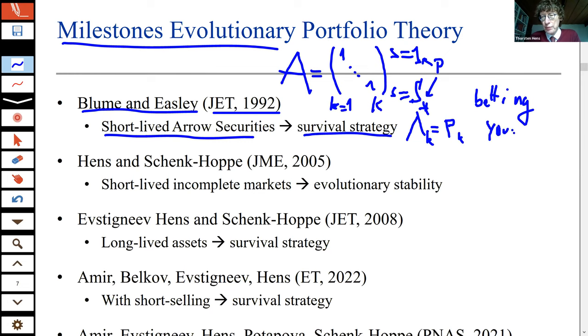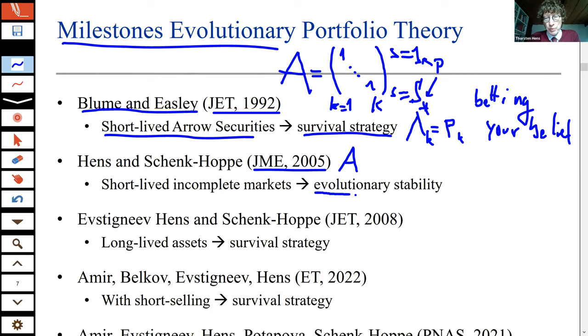So the first advancement was to generalize this to a general payoff structure. In this paper with Klaus Schenk-Hoppé in the Journal of Mathematical Economics, we said, okay, it is unrealistic to have Arrow securities, but let's work with any asset payoff structure A. This can be diagonal, can be complete markets, meaning as many assets as states of the world, but can also be incomplete markets, fewer assets than states of the world. So any asset payoff matrix A.